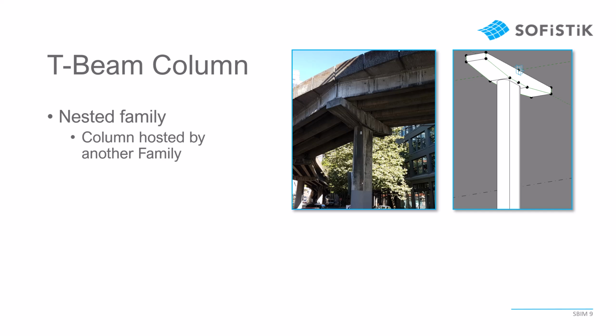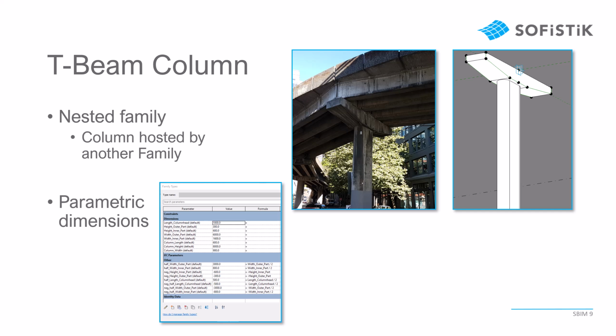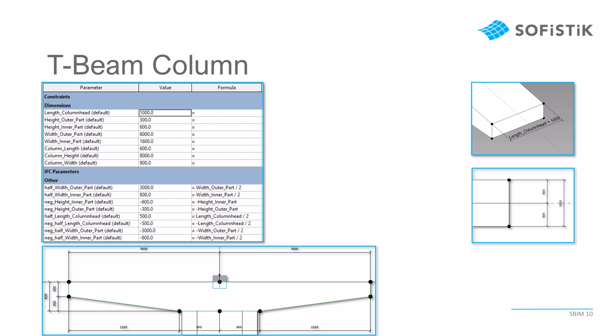One of the specialities of this family is that we will create it as a nested family, meaning that we will have one main family where we will create the top part of our T column, and a nested family, meaning another family that is hosted by the main family that will consist of the column part of our T column. Additionally, we will of course prepare all of this parametrically, which will then be accessible directly via the Substructure command of the SOFiSTiK Bridge and Infrastructure Modeler.